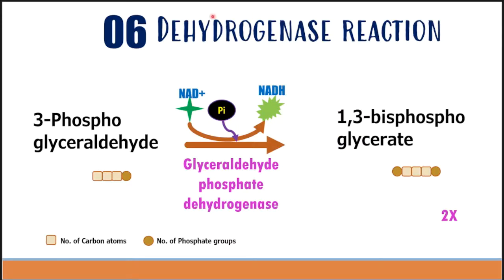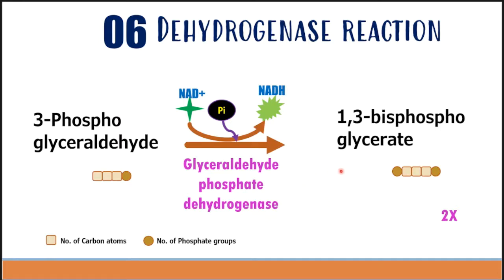The sixth reaction is a dehydrogenase reaction, where 3-phosphoglyceraldehyde will become 1,3-bisphosphoglycerate. Actually this reaction is a little bit complicated, but let us focus on these two, this reactant and this product, and let us keep our understanding simple by understanding the enzyme involved and the overall process for this particular discussion.